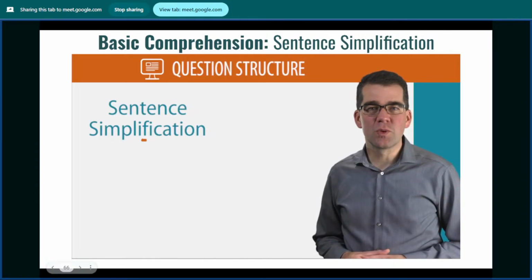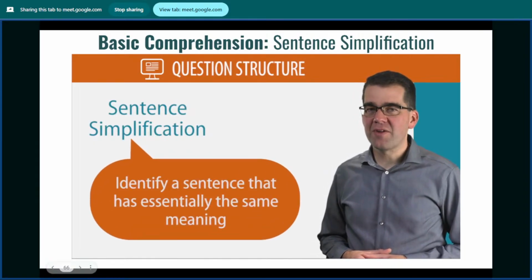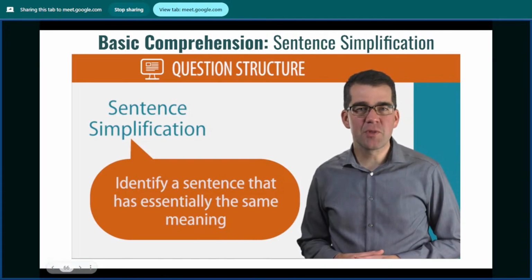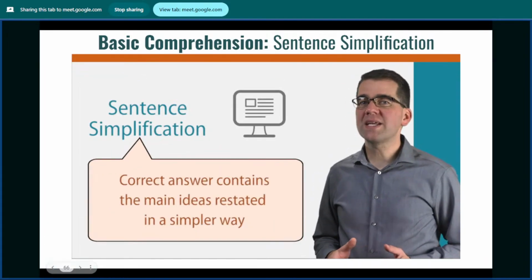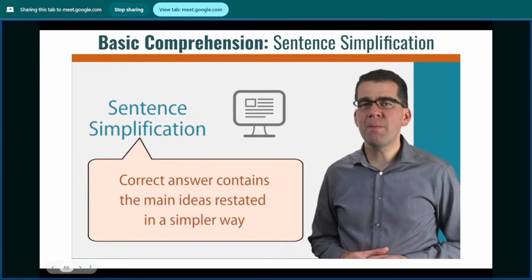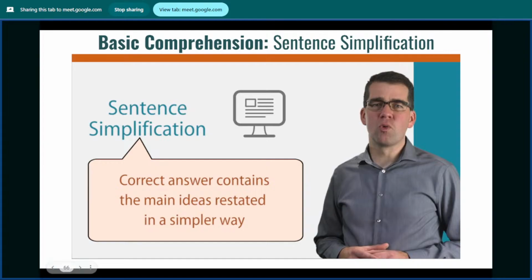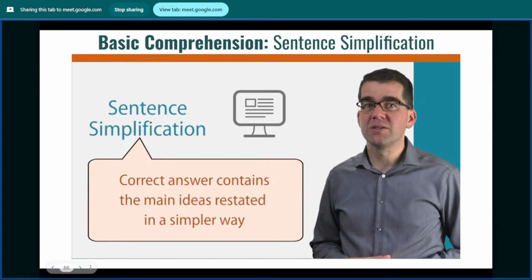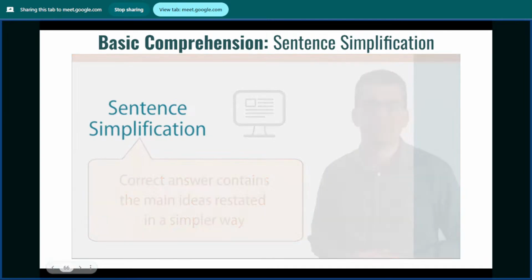Sentence simplification questions ask you to identify a sentence that has essentially the same meaning as a sentence from the reading passage. The correct answer choice contains the main ideas from the sentence in the passage, but may leave out minor or unimportant details. It should restate the most important information in a simpler way.